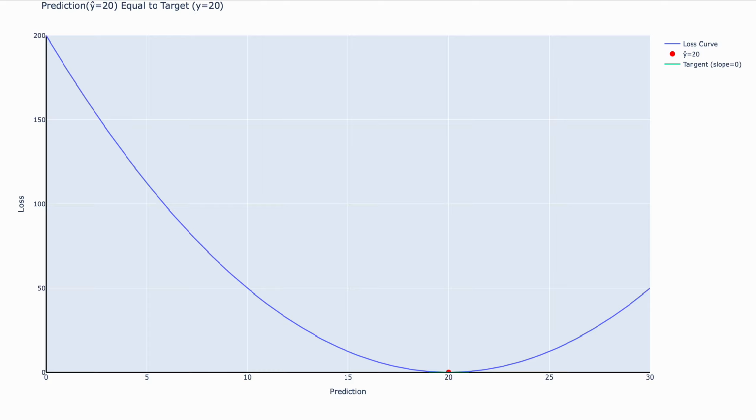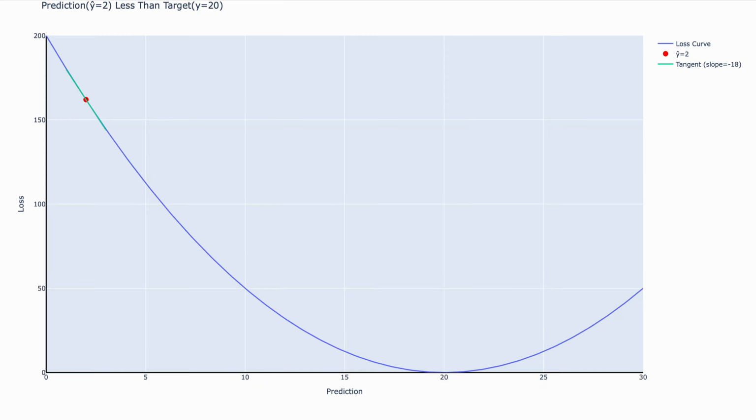And the last scenario is over here. We have y hat equals 20, which is equal to our target, y equals 20. And over here, the gradient, or the slope, is 0. And when that's 0, it indicates that the prediction is perfect and no adjustment is needed. Now, if we come back over here, if y hat, or the prediction, is less than the target, the gradient is negative, right? This is a negative gradient. It's negative 18, indicating the prediction is too low and needs to be increased.